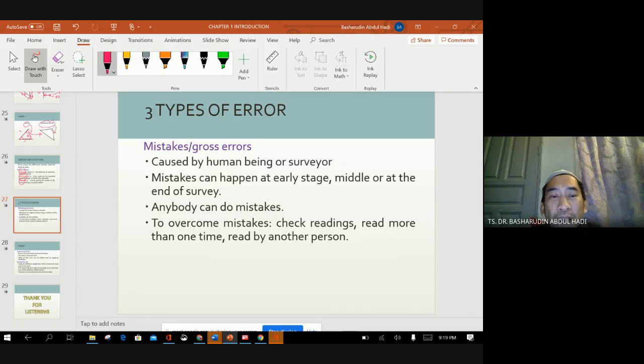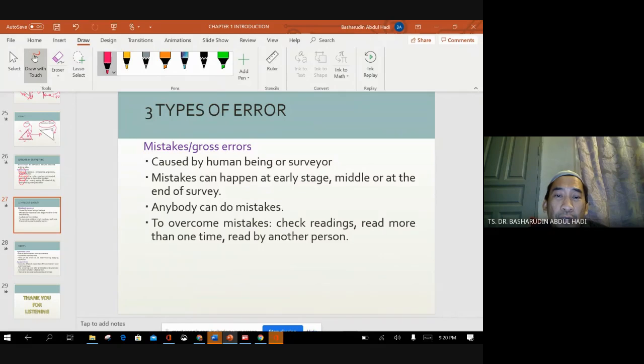If the mistake is acceptable, it is okay. But if the mistake is too huge, and maybe your client is not happy with your data, for example they want first order data, so you get third order. So what do we do? We must do a resurvey, and of course it reduces the company profits, which your boss doesn't like. Okay, still three types of error: mistakes, gross error.